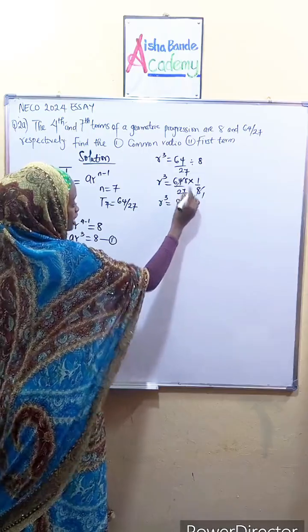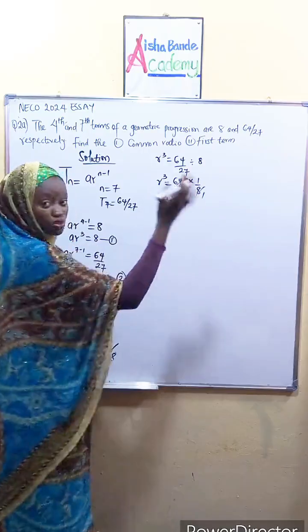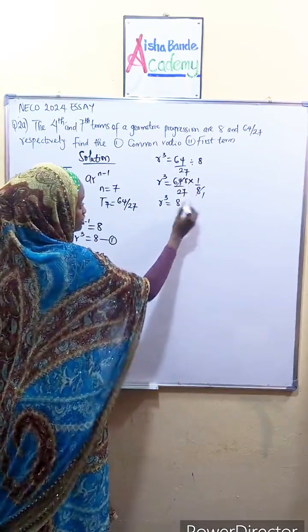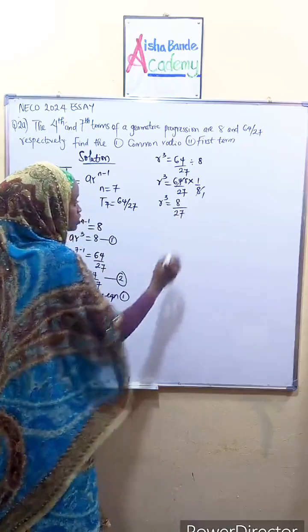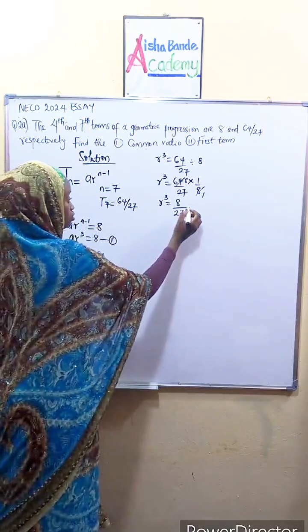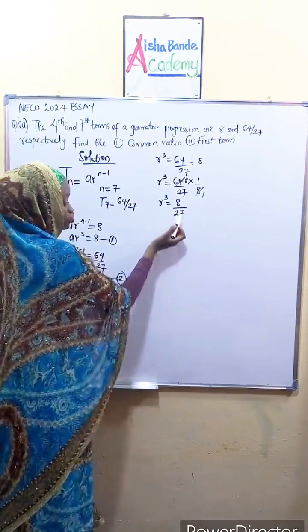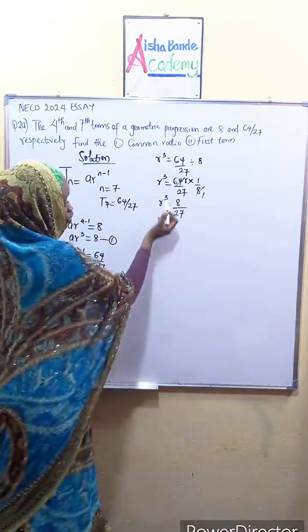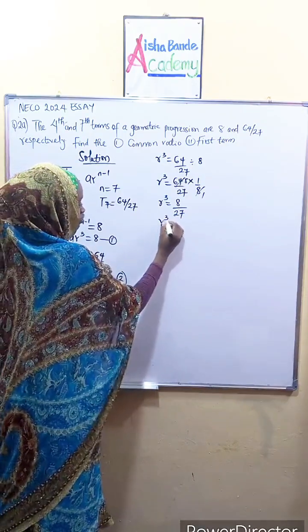So for us to get the value for r, all we need to do is take these values at the numerator and denominator to the power of 3. So this becomes r to the power of 3 equals 2 to the power of 3. 2 to the power of 3 gives us 8 here. And this 27, we have 3 to the power of 3.